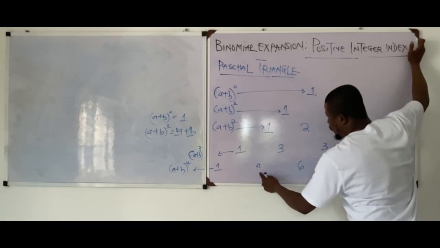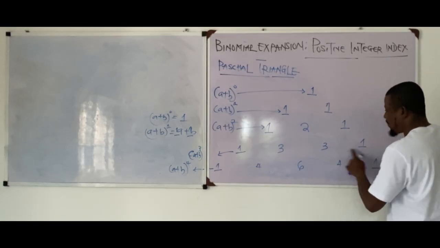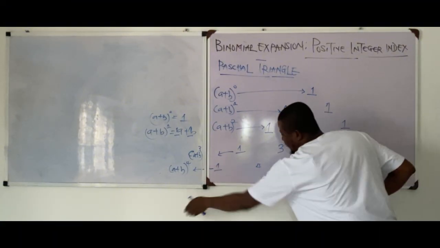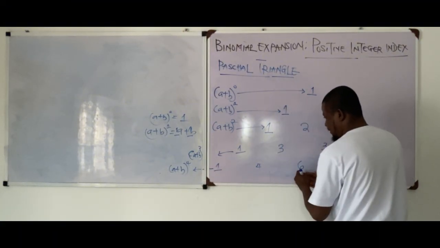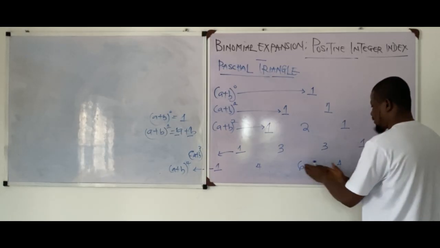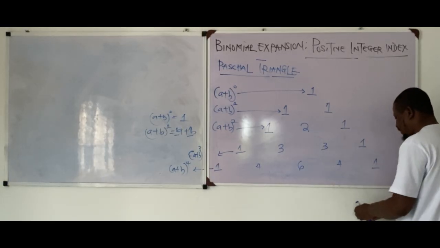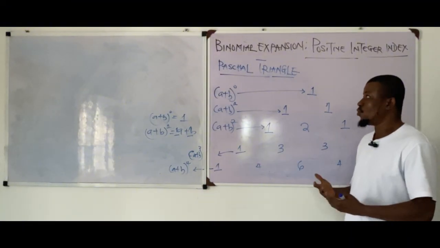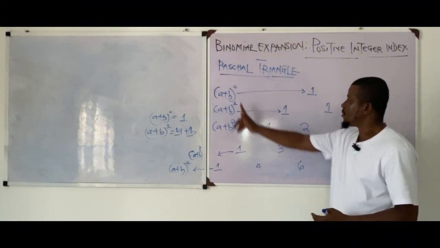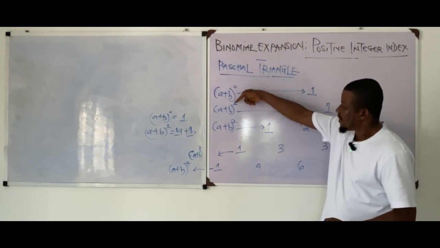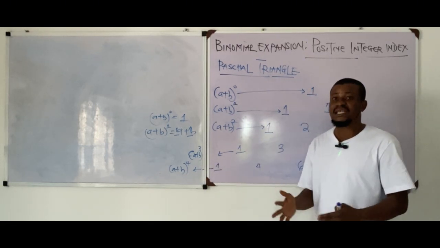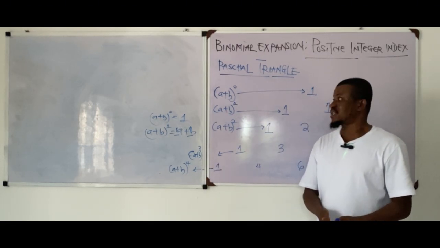3 plus 1 is 4. 3 plus 3 is 6. 1 plus 3 is 4. You are done. Drop 1. The next one will also be 1. 4 plus 1 is 5. 6 plus 4 is 10. 4 plus 6 is 10. 1 plus 4 is 5. Drop 1. And it continues that way. But you need to understand that they are all coefficients of these expressions, of these powers. So you should understand when to use them.